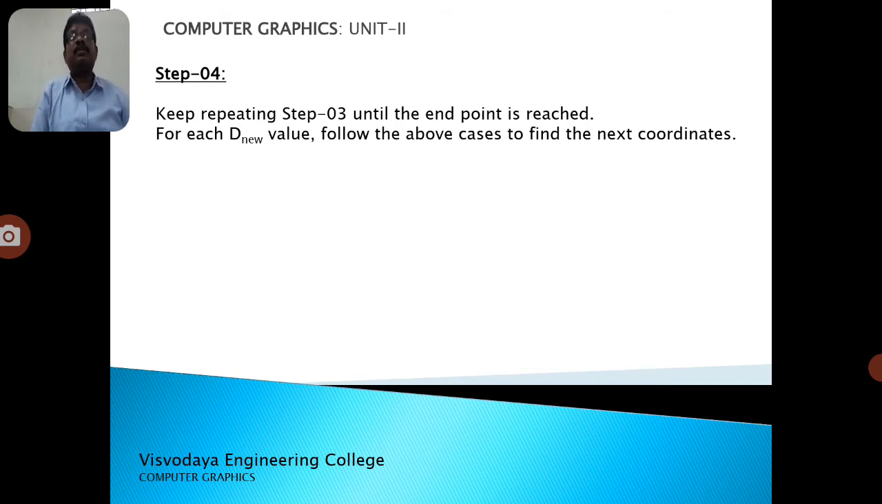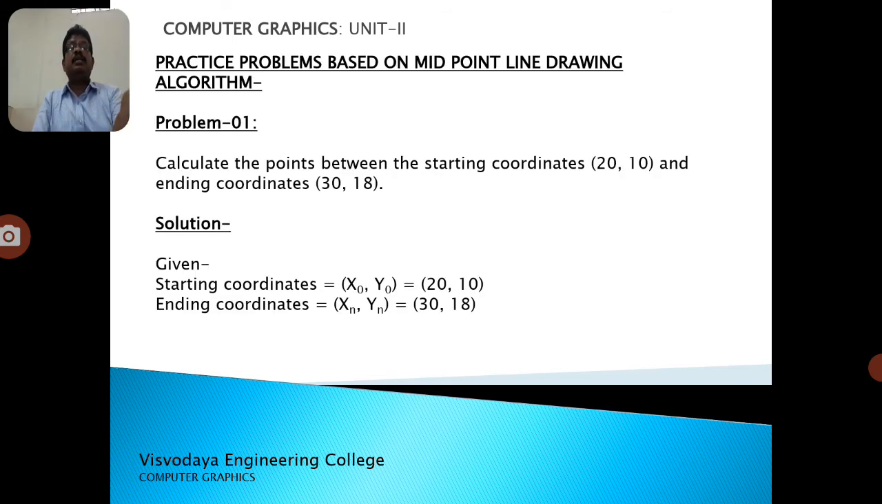That means every time we take the d initial value, next time we will find the d new value. Again in the next case the d new value becomes the d initial value, and again we will find the d new value, and so on. This process continues until the last point is reached. Here the d new value depends on two more cases based on the decision parameter value. Now let us go to the practical example.